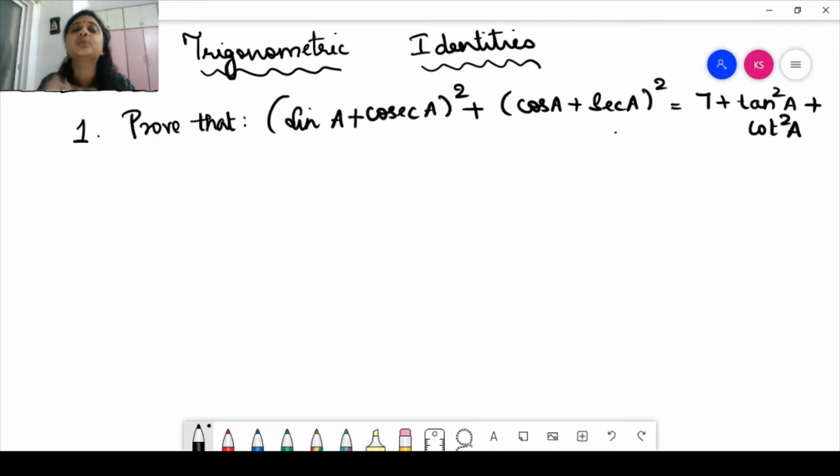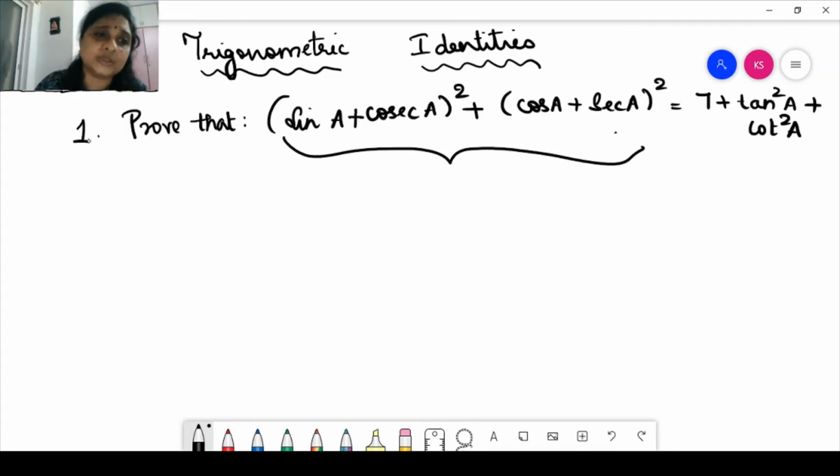Where you can use more identities, where you can convert the reciprocal ratios into the basic ratios of sine and cos, and then do something with it. So it becomes easy for you to express it in terms of the other side. Here I prefer to take the left hand side of the equation. So now let's take the left hand side.